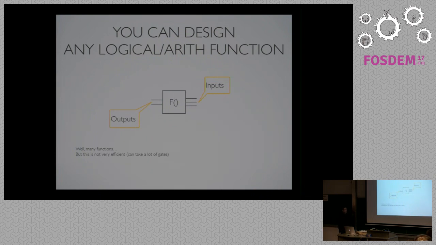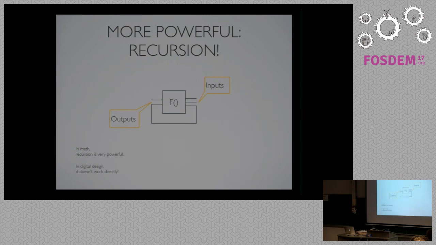That's nice, but in fact that's not that powerful, because very quickly your design becomes very, very big. You have seen how big a multiplier is. If you do lots of multiplication in your computation, it will be very, very large. One way to shorten the computation is to use recursion. You want to reuse the output as inputs. Unfortunately, you can't do that easily.